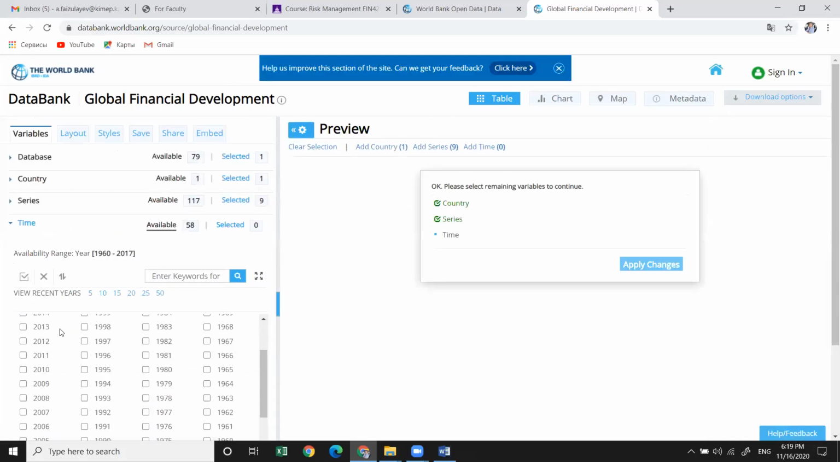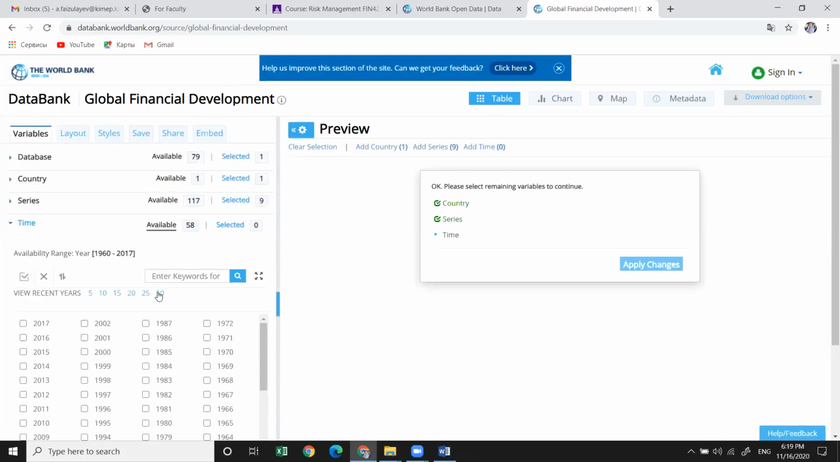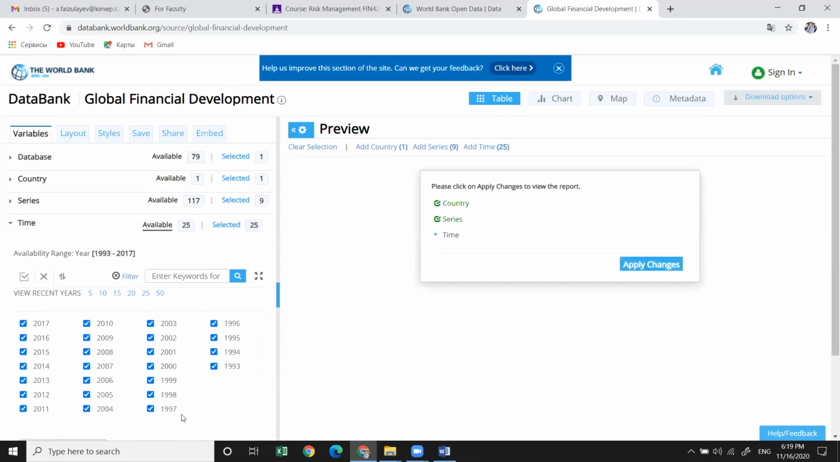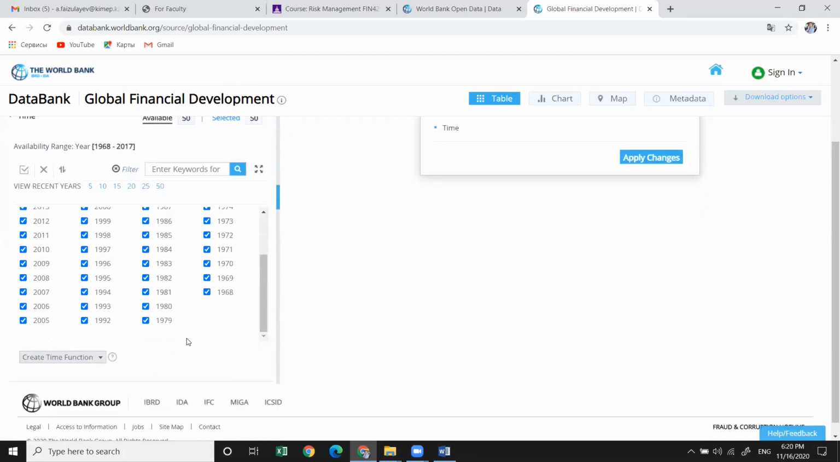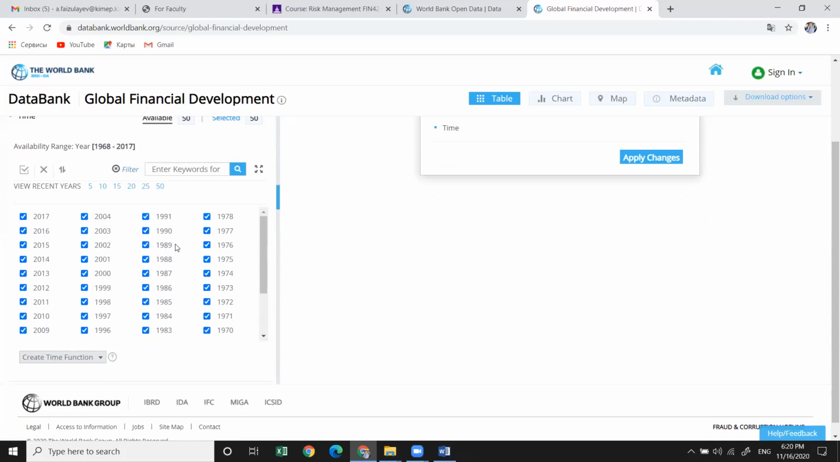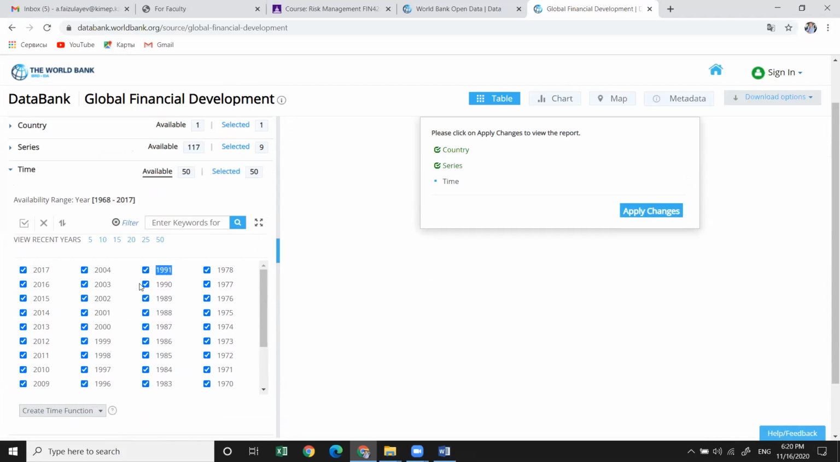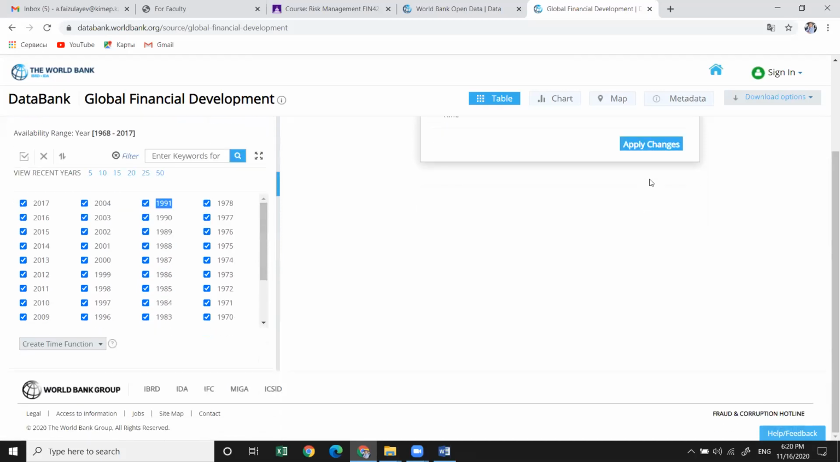Then I go for timing. I can select the last 25 years, but let me select 50 years, though I'm sure I will not have any data before 1991. Why do you think I shouldn't have any data before 1991? Because Kazakhstan was part of the USSR. Yes, because of the collapse of the USSR, which took place in 1991, Kazakhstan got independence. So we should expect the data to start from 1991. And I apply changes.